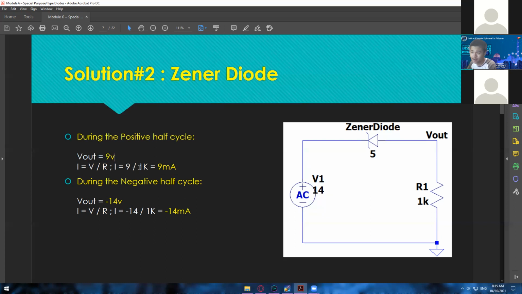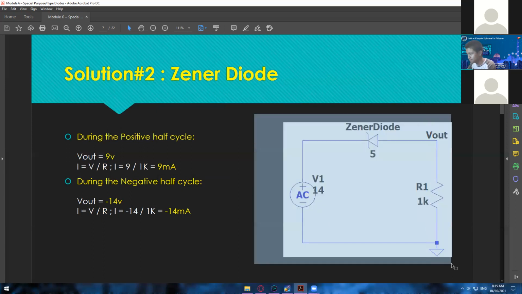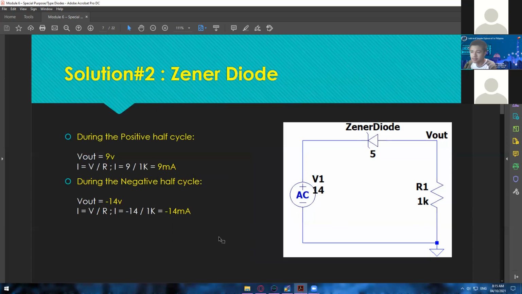And then for the current, use Ohm's law, and it will give us a result of 9 milliamps. And then for the negative half cycle, everything is the same. It's like a normal diode now. We are now in a forward bias connection, so positive to positive, negative to negative. So we have a V out of negative 14 volts during the negative half cycle. And then we have negative 14 milliamps for the current of the entire circuit. So are we clear so far?